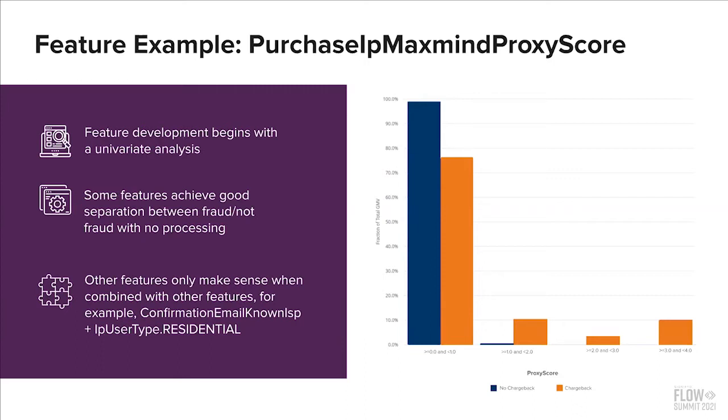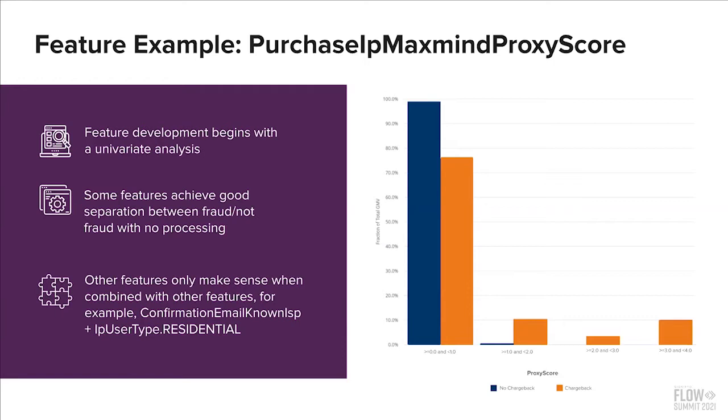Here, we are getting the IP information from the merchant when the buyer was purchasing an item. We take that IP, we farm it out to a third-party vendor, in this case, Maxmind, to get their proxy score. And what we are looking at here is a univariate analysis.